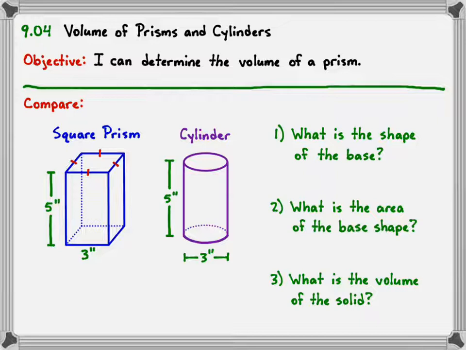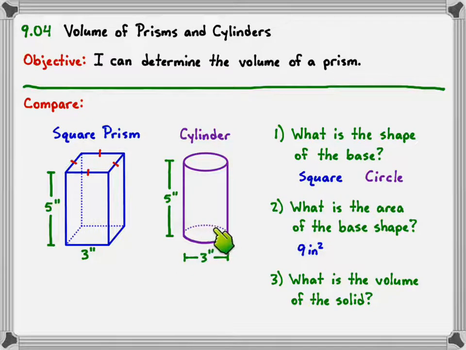All right, like I said before, the shape of the base here is a square, right? And you could call the side face the base if you want, but we're going to go with the square. So the base shape is a square, and then obviously in the cylinder the base shape is a circle. In number 2 it says, what is the area of the base shape? Well, the area of the base shape would be length times width, or in this case, you could say base times height, so it would be 3 times 3, which is 9 inches squared.